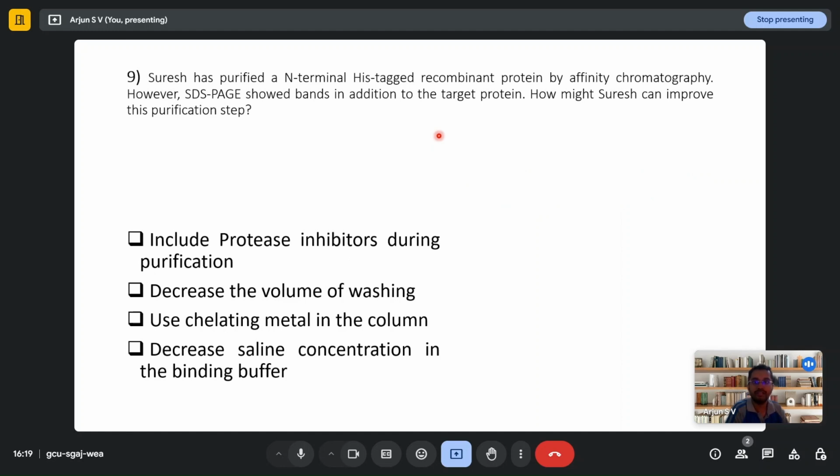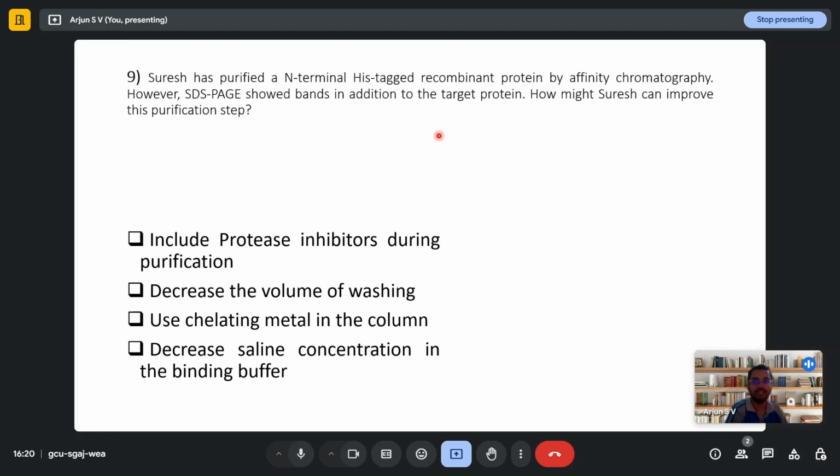Question number 9 is Suresh has purified an N-terminal his-tagged recombinant protein by affinity chromatography. However, SDS-PAGE showed bands in addition to the target protein. So, how might Suresh improve this purification step? I'll read the question once again. Suresh has purified an N-terminal his-tagged recombinant protein by affinity chromatography. However, SDS-PAGE showed bands in addition to the target protein. How might Suresh improve this purification step?